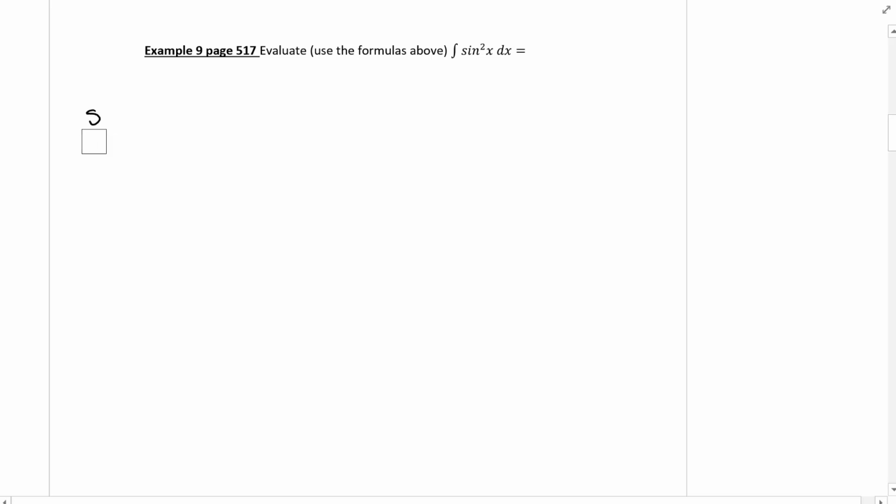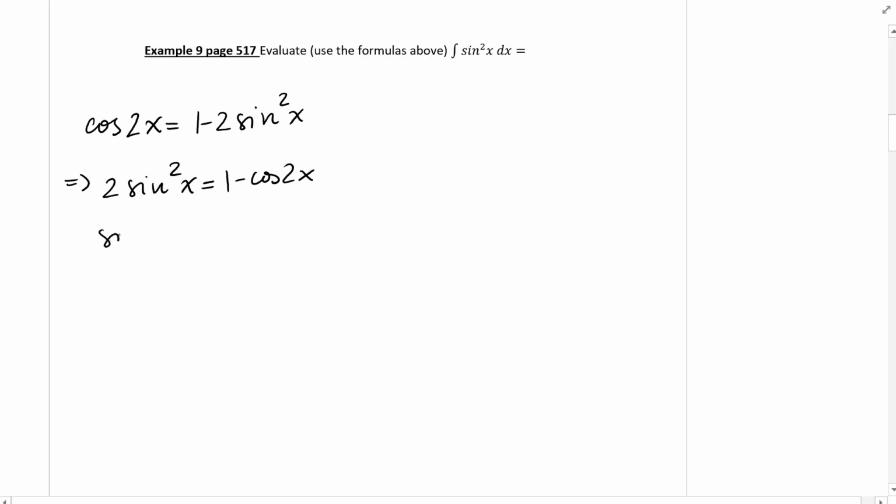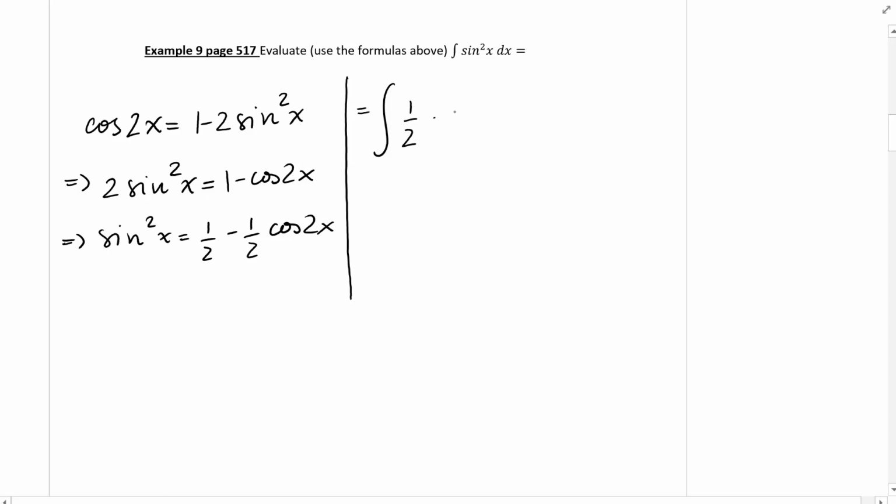So we know that cosine of 2x is 1 minus 2 sine squared of x, the double angle formula. So 2 sine squared of x is equal to 1 minus cosine of 2x, or sine squared of x is equal to 1 over 2 minus 1 over 2 cosine of 2x. I'm going to use that in this integral: the integral of 1 over 2 minus 1 over 2 cosine of 2x dx.